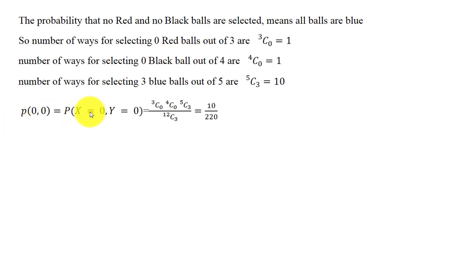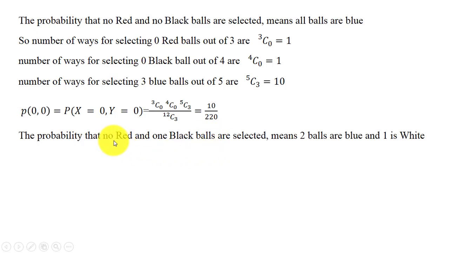So the probability of getting 0 red and 0 black, because we assumed that x denotes the number of red balls and y denotes the number of black balls, is given by this formula, which is nothing but 10 by 220. Since 0 red balls are selected, there are 3C0 ways to select 0 red balls, 4C0 ways to select 0 black balls and 5C3 ways to select 3 blue balls. So the probability of getting 0 red and 0 black is 10 by 220.